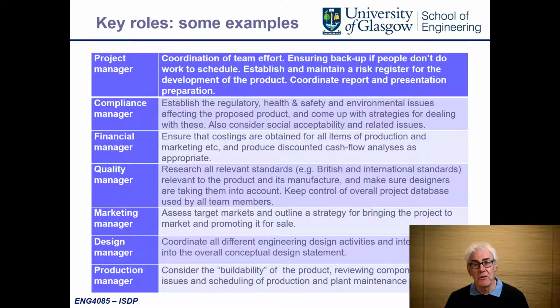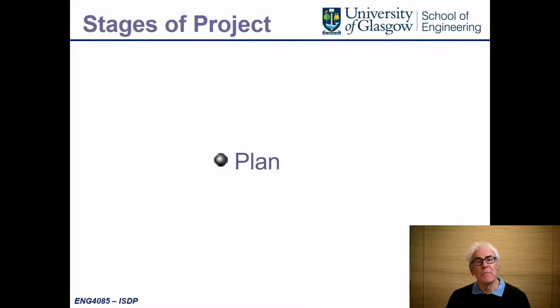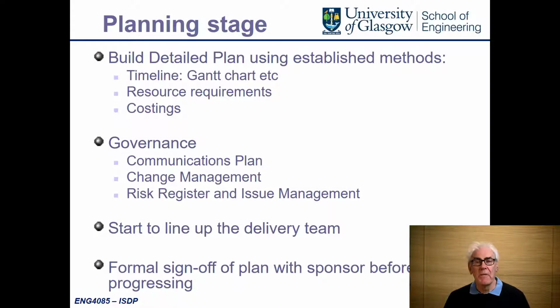And finally, the production manager is looking at how the project is actually going to be built. Let's now look at the project plan. There's many different methods of doing planning. It's something I do a lot with my Chinese students, but I don't have time to do that here because it's a full course. First thing to do is build a detailed plan using timeline, Gantt charts, network diagrams, and identify the resource requirements on every task that you've identified.